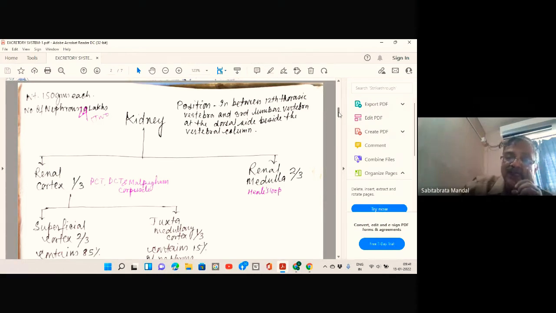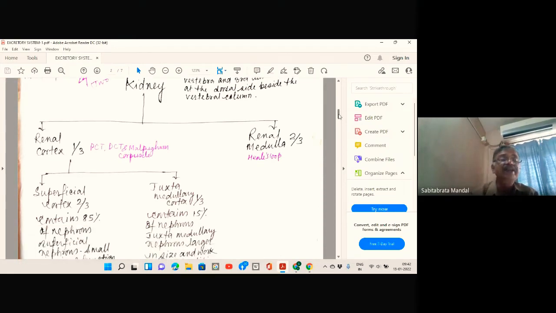So what I have told, that the kidney position is between the 12th thoracic vertebra and the third lumbar vertebra at the dorsal side beside the vertebral column. You have to remember it. And then the weight of the kidney is around 150 grams. The number of nephrons is 24 lakhs in two kidneys. We can divide the kidney into two parts. The outer part is called the renal cortex, and the inner part is known as renal medulla. Renal cortex is around 1/3 of the total kidney, and renal medulla is 2/3 of the total kidney.